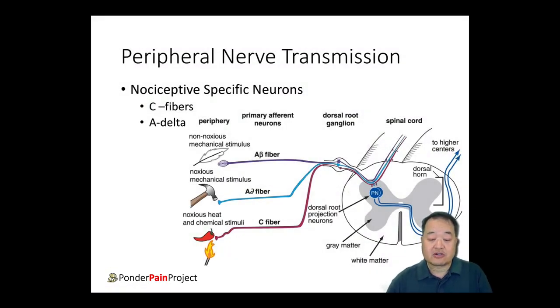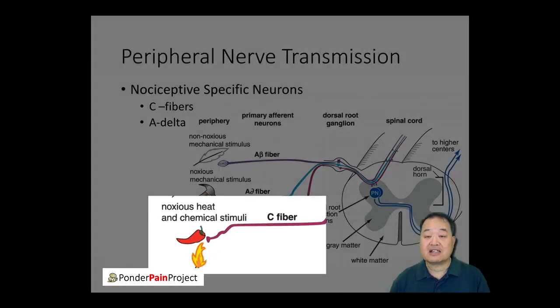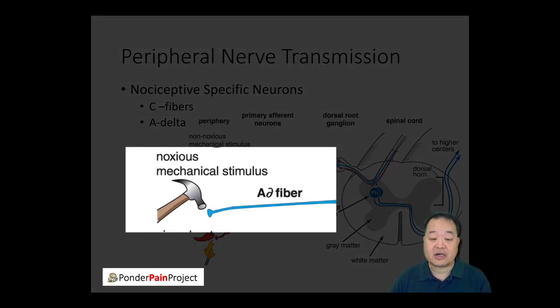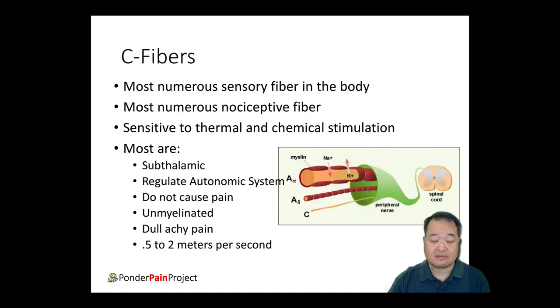C fibers are responsible for transmitting information about heat and chemical stimulus, where A delta fibers are responsible for propagating information or transmitting information about noxious stimulus or mechanical stimulus like pressure stimulus. We'll start with C fibers of these nociceptive specific neurons, because we call them nociceptive, but that's really a kind of a misnomer. And I'll tell you why in a second.